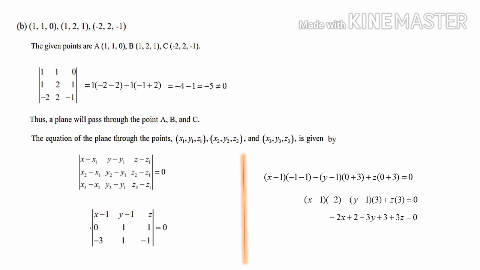Remove the bracket: -2 into x is -2x, minus into minus plus 2 into 1 is 2, then minus y into 3 is -3y, minus into minus plus 1 into 3 is 3, then plus 3z, equal to 0. Here -2x minus 3y plus 3z is equal to, since 2 plus 3 is 5, we take that 5 to the right side, which becomes -5. There is a minus common, so let's cancel it: 2x plus 3y minus 3z is equal to 5. This is the required equation of the plane passing through the 3 given points.